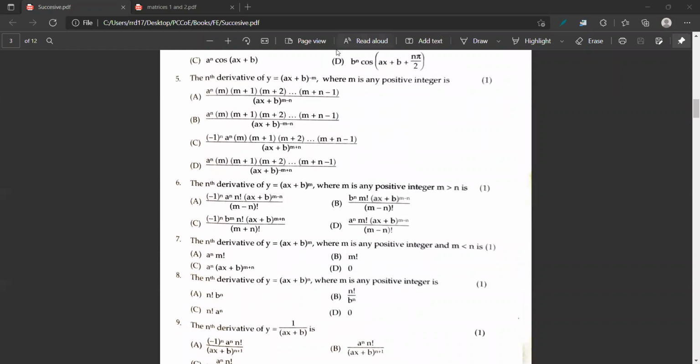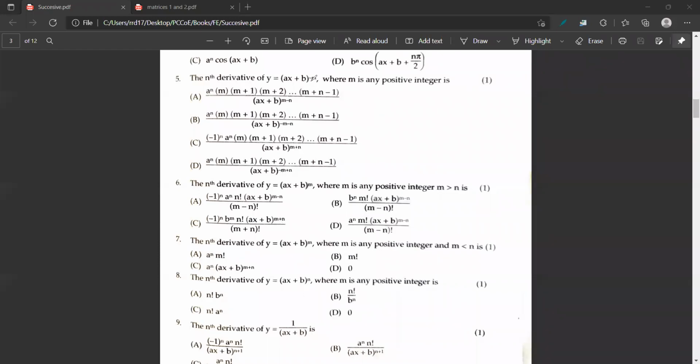Now, what is the nth derivative of ax plus b raised to minus m? They won't ask you the formula directly, but they will give you this particular example and ask you to solve it. So what is the formula for it? ax plus b raised to minus m.